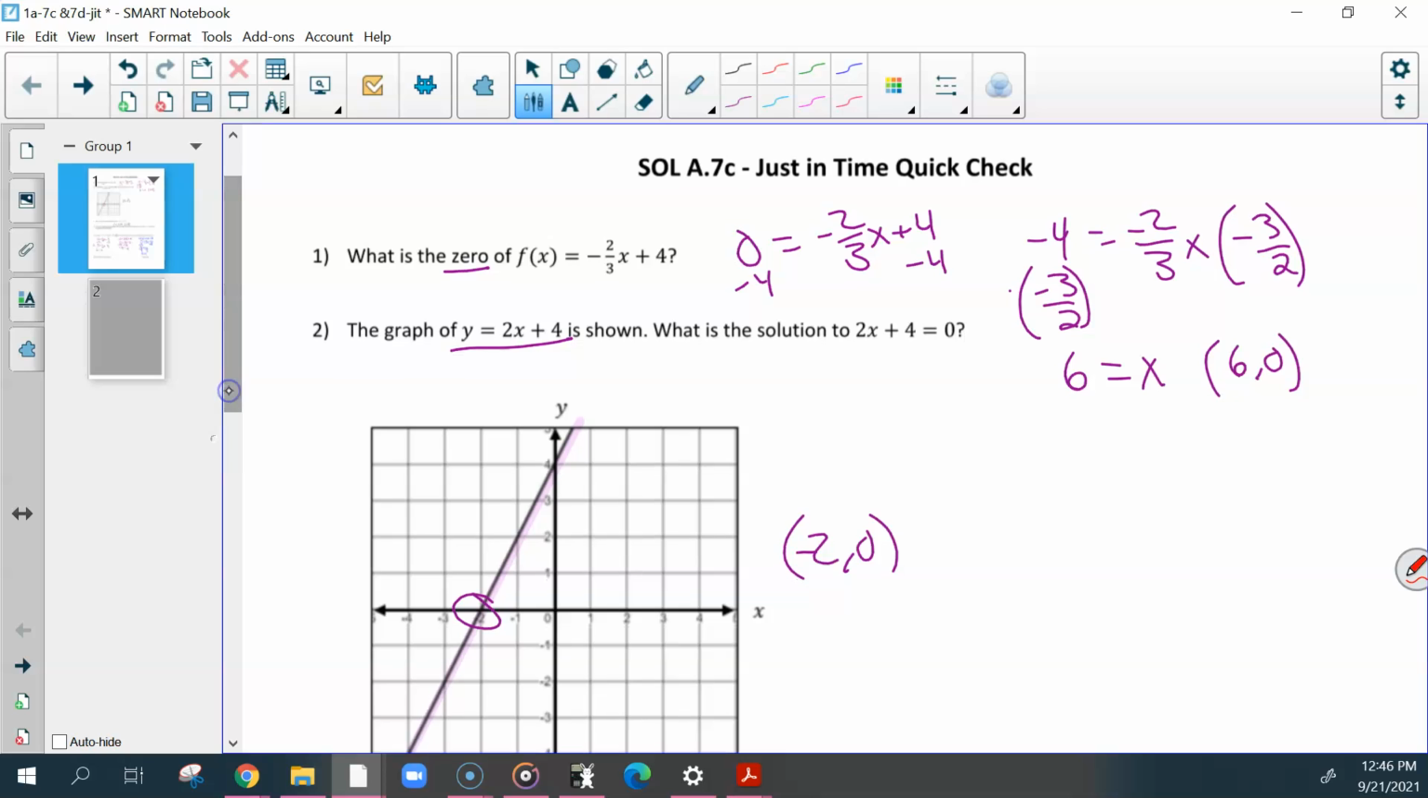For number 1, it asks what is the zero. Remember, zero, solution, roots, x-intercepts. Those are all interchangeable words. So it's asking you for the x-intercept of number 1.